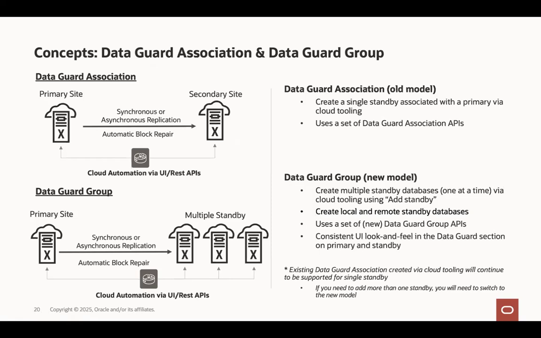So we're keeping that as the Data Guard association. And then the new one, of course, has a new term. It's called the Data Guard Group because it's now more than one standby database. With that new Data Guard Group model, they can create multiple standby databases one at a time via the cloud tooling, and it also comes with a set of Data Guard Group APIs. They can choose whether to do it via UI or APIs. Correct, we support it through cloud automation, so you can use the console or the APIs to create these.